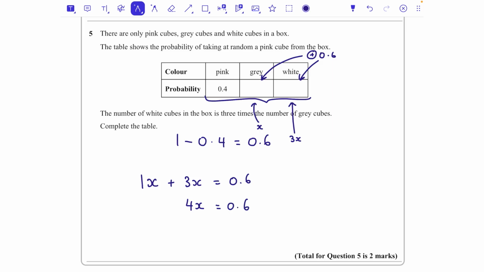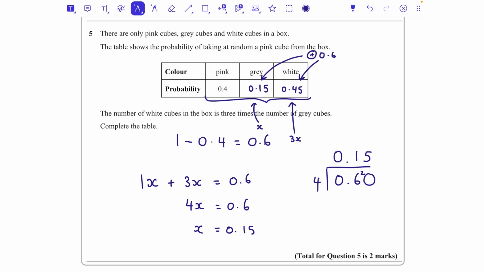If we divide that by 4, now 0.6 divided by 4. 4 doesn't go into 0, and 4 goes into 6 one time, remainder 2, but we've got nowhere to carry that 2 onto, so I need to put a 0 here. There's nothing in that column at the minute, so I can carry the 2 onto it. 4 into 20 goes 5 times. Therefore, x is 0.15, which means grey is 0.15, and white is 3 of those. 0.15 times by 3 is 0.45, or you can take it away from 0.6, doesn't matter. There we go. So we've completed the table.